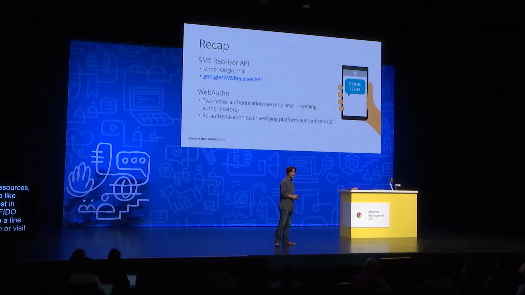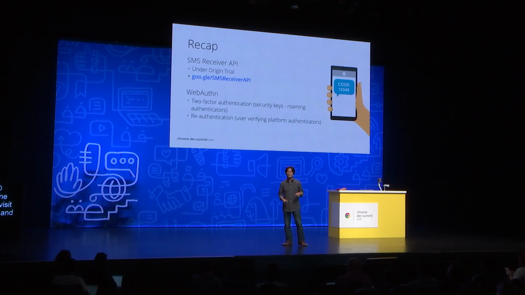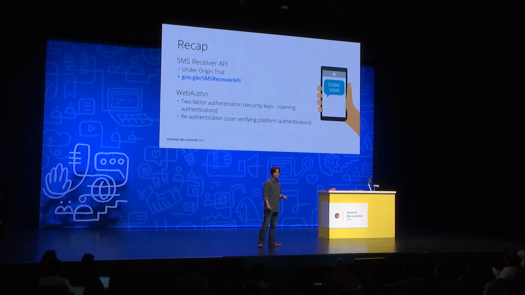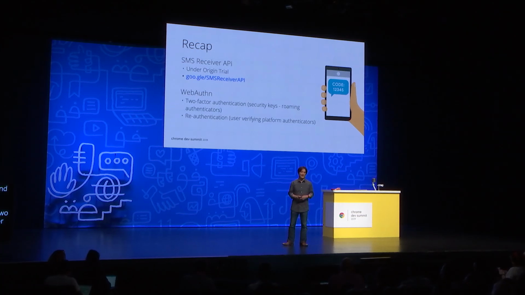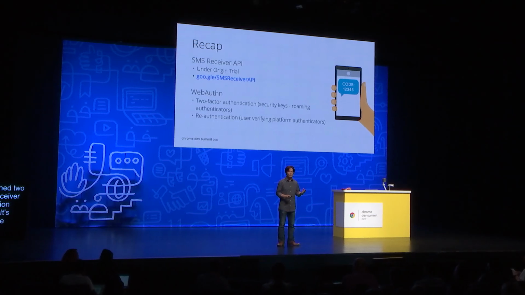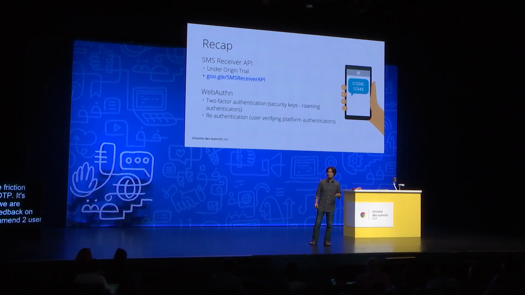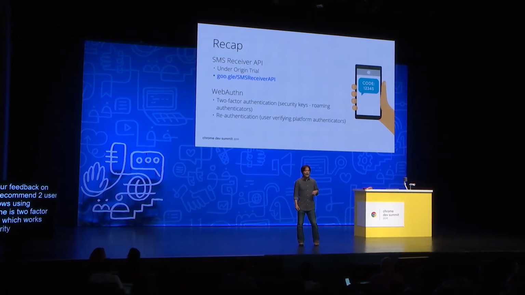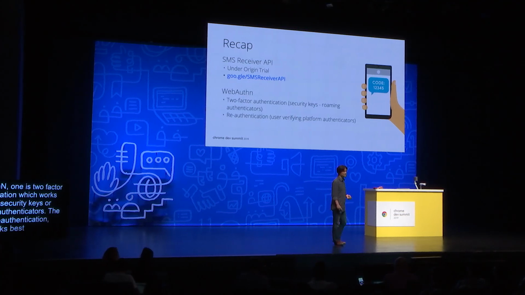Let me recap. In this session, you have learned two technologies. SMS Receiver API eliminates the friction of entering SMS OTP. It's under origin trial. We are looking for your feedback on the API. We recommend two user experience flows using WebAuthn. One is two-factor authentication, which works best with security keys or roaming authenticators. The other is re-authentication, which works best with user verifying platform authenticators.